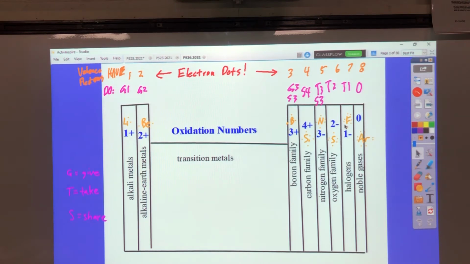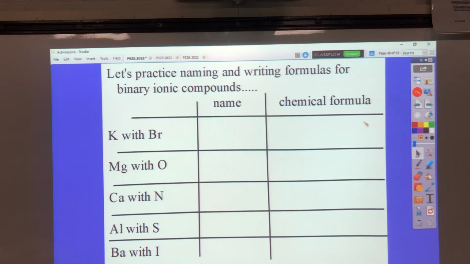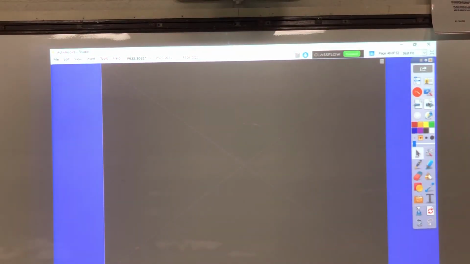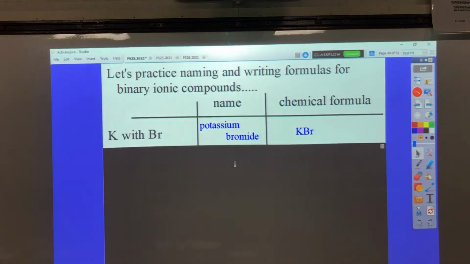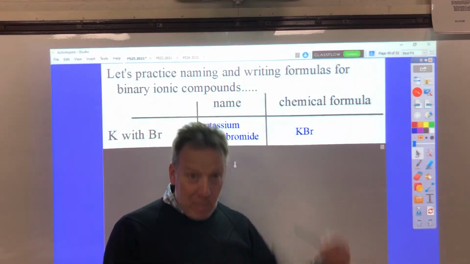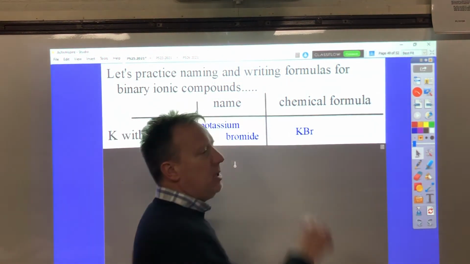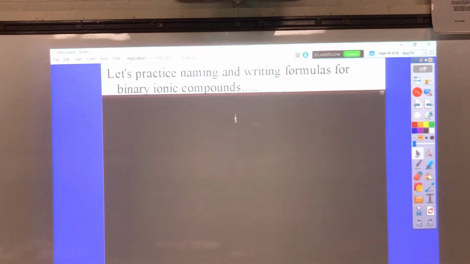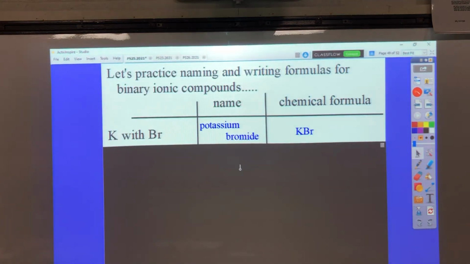Potassium bromine. Should be potassium bromide, and it should be 1 apiece because this gives 1, this takes 1. That matches. So it's one apiece. Remember, you got to make matches. Okay, next. I want this in your homework.